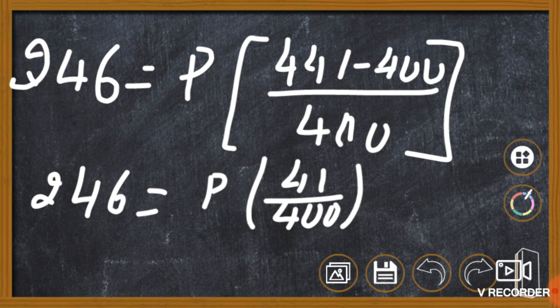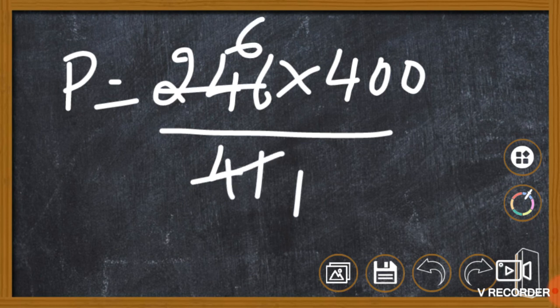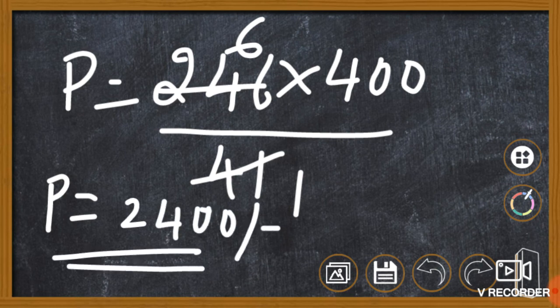Now do the cross multiplication. P is equal to 246 into 400 by 41. 41 ones are 41, 6 are 246. P is equal to 2400. This is the principal amount. The first step is completed.